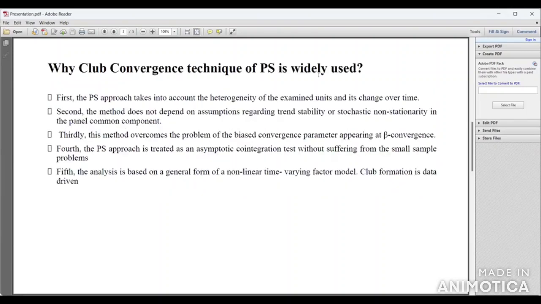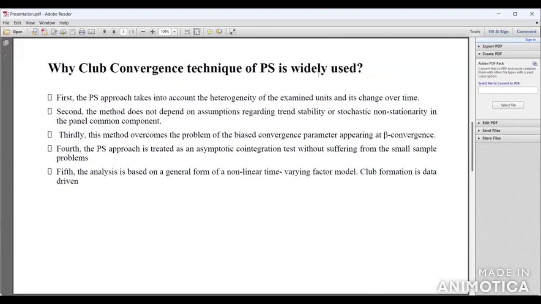Okay. Now the question arises why we should use this technique. There are basically five to six main advantages of using this technique. The first is that whenever we talk about convergence, let's say I'll use an example of Indian states. These states are at different levels of development, and as a result their economic performance also varies. So if we have to analyze the convergence of these entities, this technique takes those things into consideration, and whatever change is happening over a period of time, this technique takes care of that.